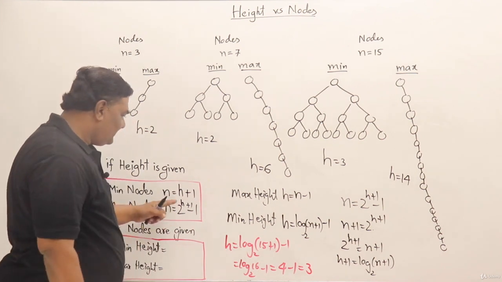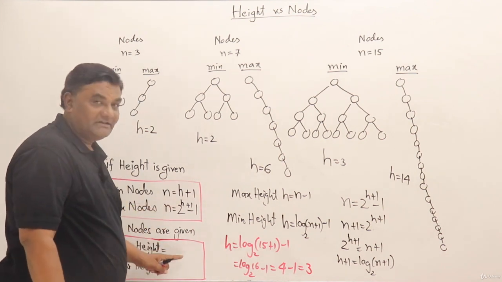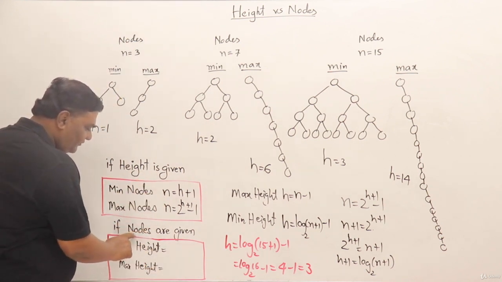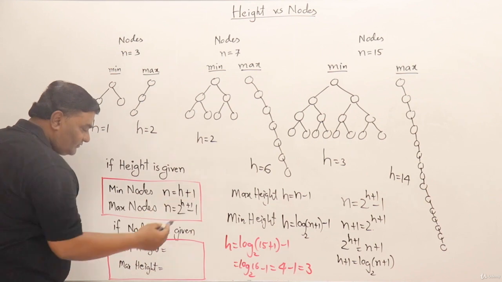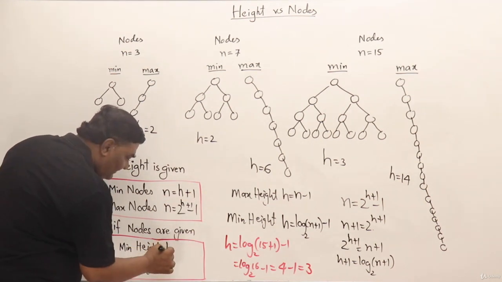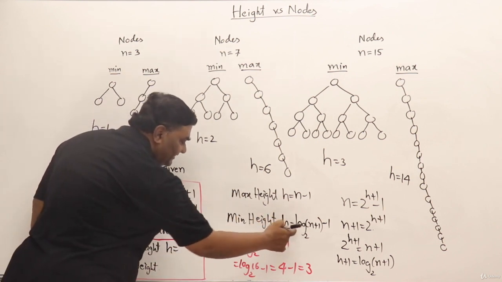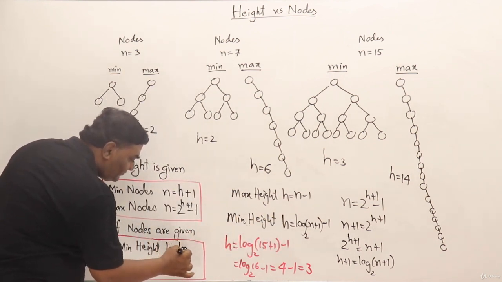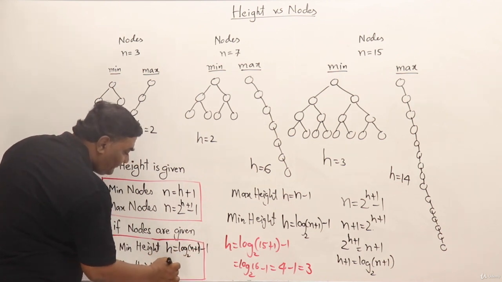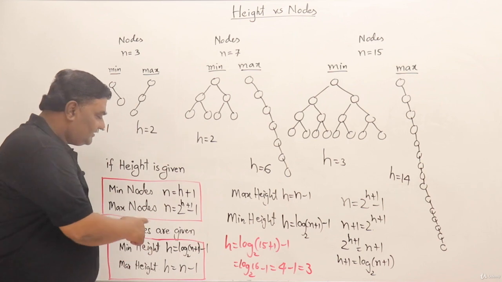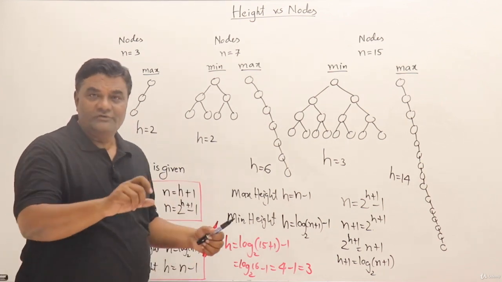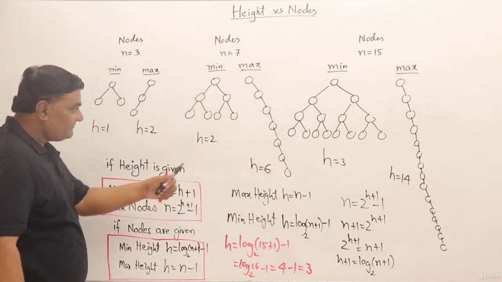So from these formulas, we can derive other formulas. If you know the formula for height, you can get the formula for nodes. I will write down those formulas. For maximum, h is equal to n minus 1. For minimum, h is equal to log base 2 of n plus 1, minus 1. So we got the formulas. I will remove this and finally show you the two formulas.